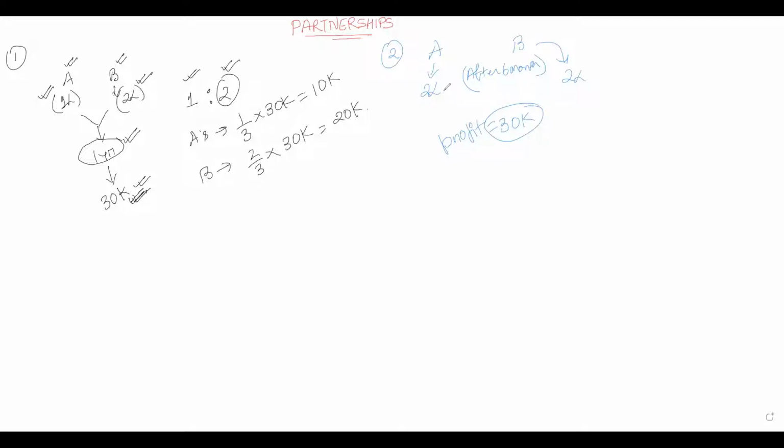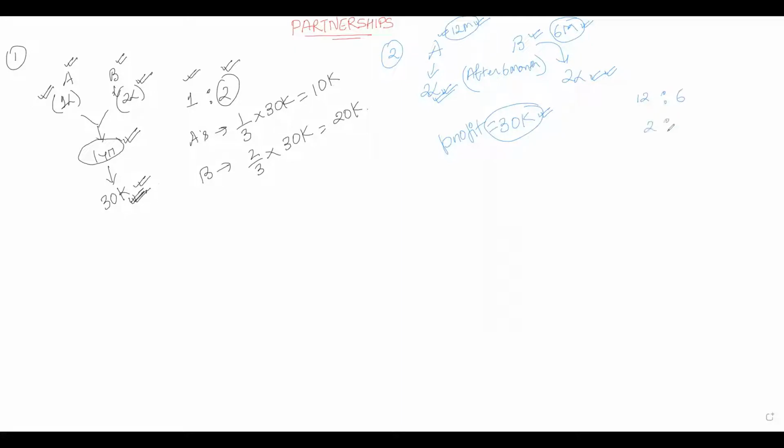Now in this case, the capital invested by A and B is the same, but the time period for which A and B have invested the capital is different. So A has invested for the whole year, that is, A has invested for 12 months and B has invested after 6 months. So that means B has invested the capital for 6 months. So in such kinds of cases where the capital is the same, but the time period is different, the profit would be simply divided in the ratio of the time periods for which their respective investments have been in the business. So in this case, the ratio would be 12:6.